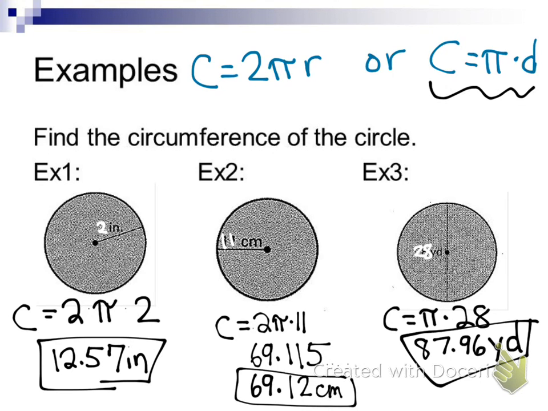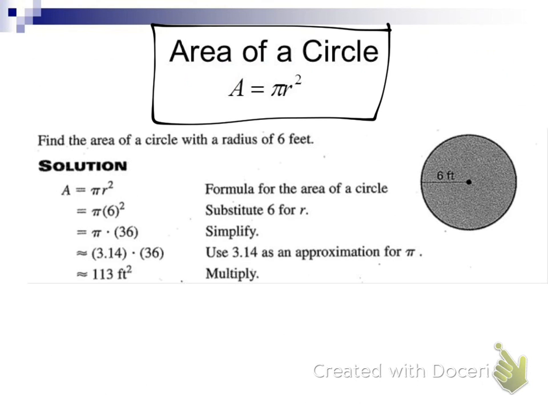Raise your hand if you have questions on circumference. Here's the formula for area. So area equals pi times the radius squared. You have to have the radius here. There is no version of this that works with diameter. So if you're given the diameter, you just have to divide it by 2 to find the radius and then plug it in here.